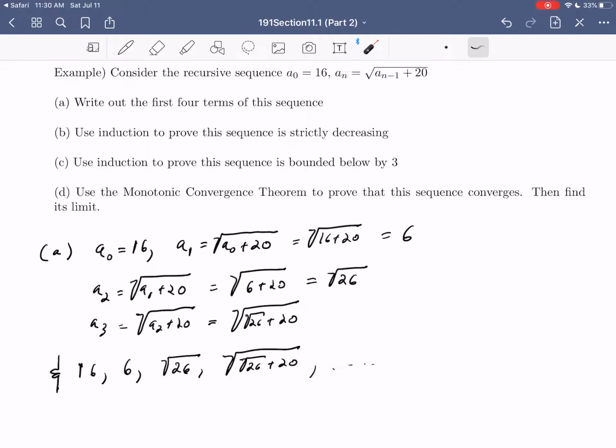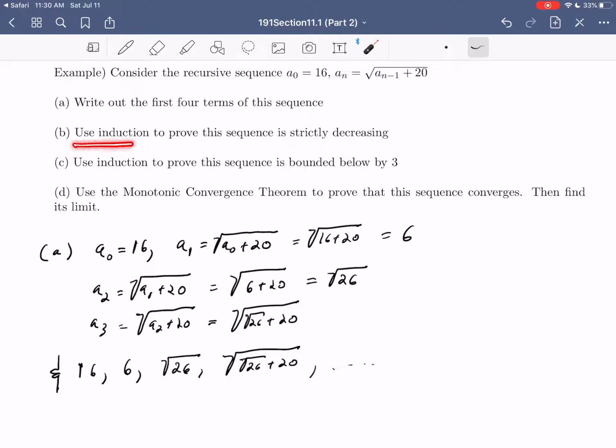So what we're going to do is prove that the sequence is strictly decreasing, and then prove that it's bounded below by 3. Once we've proven these two things, we can use the monotonic convergence theorem to prove that the sequence converges, because if you're strictly decreasing and bounded below, we automatically know that it converges. Once we know that it converges, we'll be able to use a little trick to find its limit. But before we can do that, we need to do these two proofs.